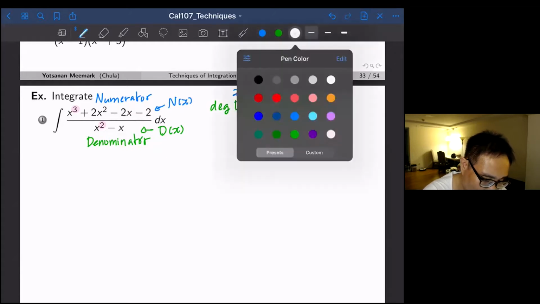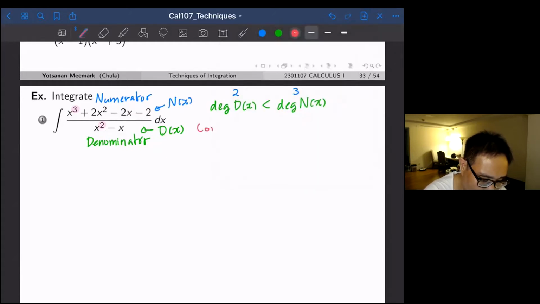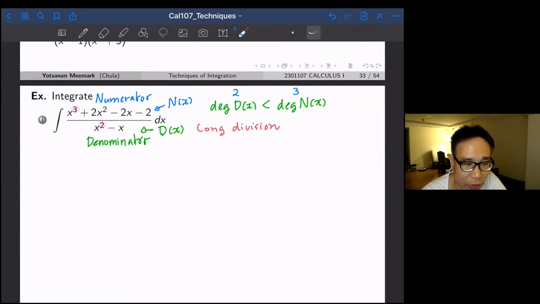So what is a long division? We're going to perform a long division in order to find the quotient and the remainder. We're going to reduce the degree of the numerator and make it smaller than the degree of the denominator. So we need that first. Let's do this one first, and I'm going to explain why we need it.